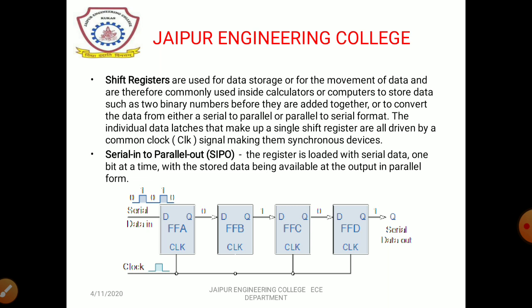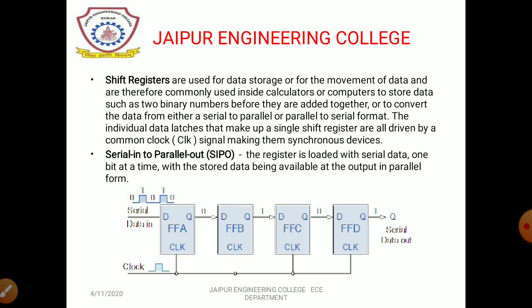The register is loaded with serial data 1 bit at a time, with the stored data being available at the output in parallel form. In this serial in parallel out shift register, the data is entered serially, similarly to the serial in serial out shift register, where with the help of the clock we insert the data in the register. But when we require the data at the output, we have to apply a single clock for achieving the output, and the output is in parallel.